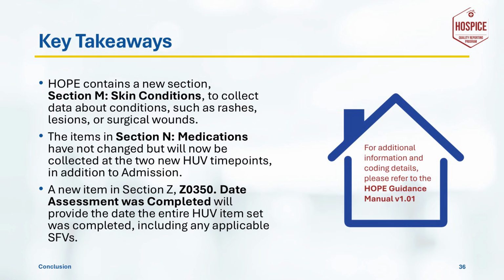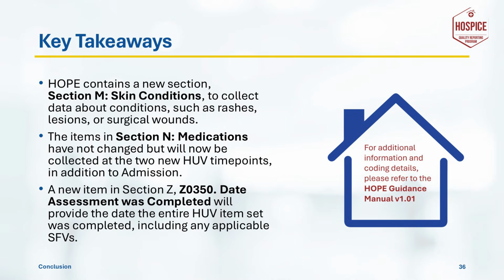So here are the key takeaways from this presentation. HOPE has a new section, Section M, Skin Conditions, which collects data about skin conditions such as rashes, lesions, surgical wounds, and more. The items in Section N, Medications, have not changed, but are now collected on the new HUV time points. There is a new item in Section Z, Z0350, Date Assessment was Completed, which captures the date that the HUV item set was completed, including any applicable SFVs. The other items in Section Z are unchanged, but collected now on the HUV time points.